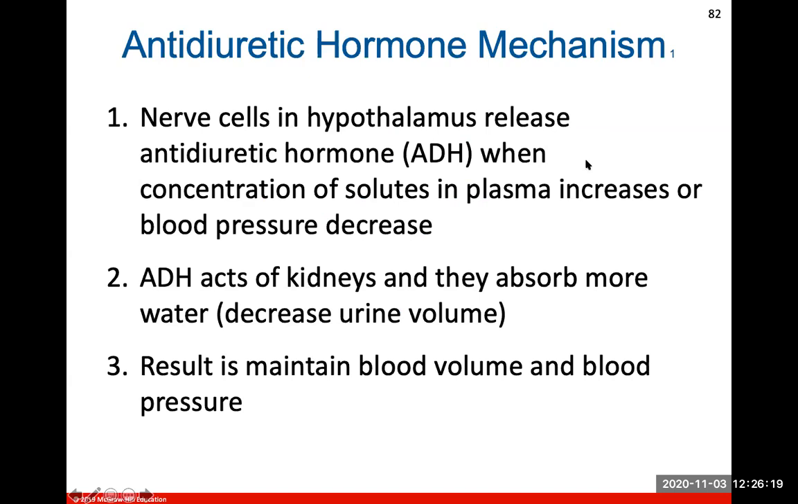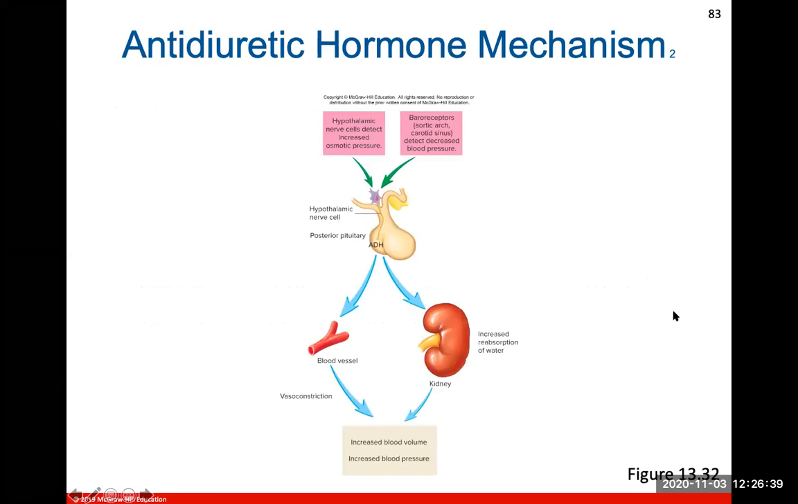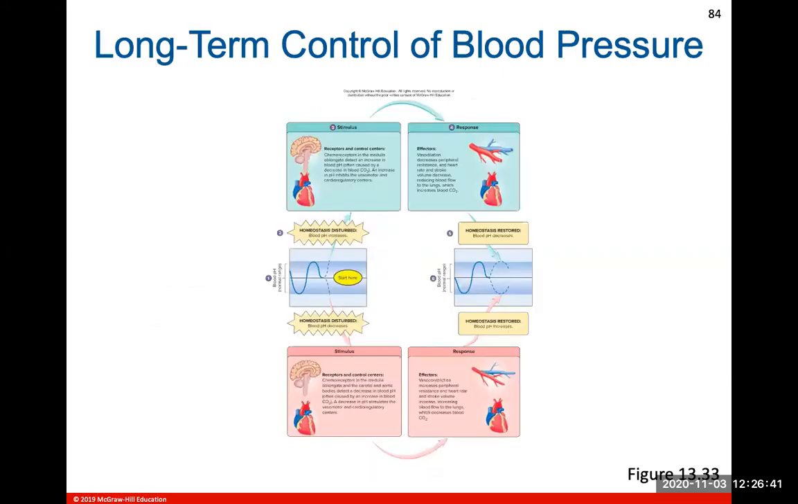ADH, so antidiuretic hormone, your hypothalamus will release ADH when the concentration of solutes in your plasma increases or your blood pressure decreases. And ADH acts on your kidneys to absorb more water to result in maintaining blood volume and maintaining blood pressure. And this is the mechanism of antidiuretic hormone.